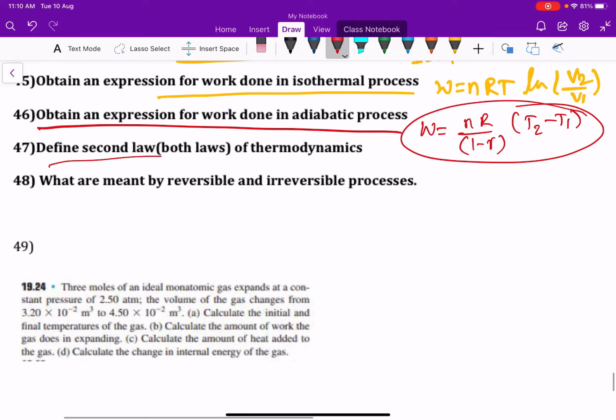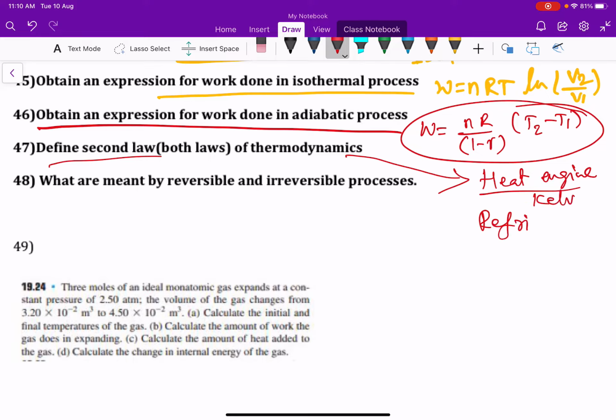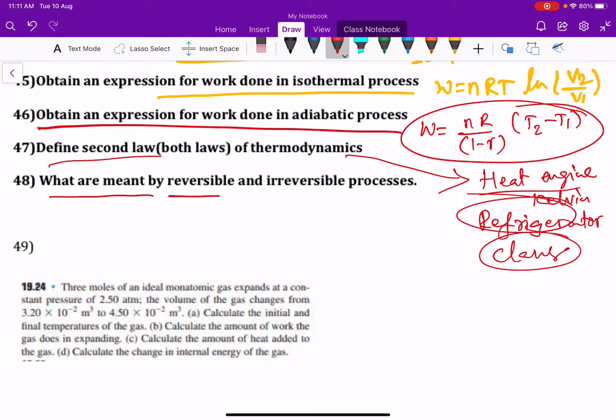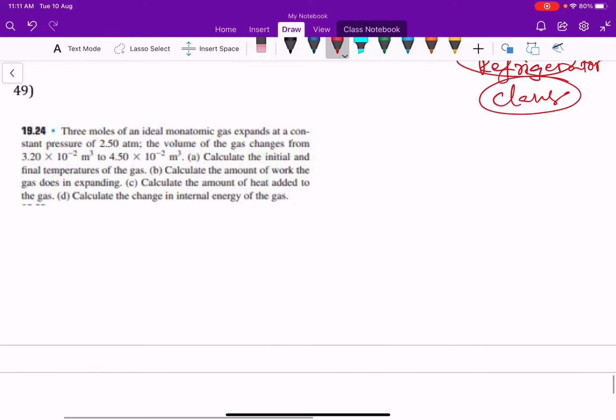Define the second law of thermodynamics, both statements: one based on the heat engine and another based on the refrigerator. The first one is the Kelvin statement, and the other is the Clausius statement, which is based on the refrigerator. So define both statements of the second law of thermodynamics. What is meant by reversible and irreversible processes? This is also explained in the lecture video.